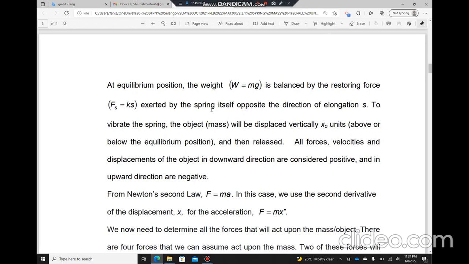Okay, this one is exerted by the spring itself, opposite the direction of elongation S. To vibrate the spring, the object will be displaced vertically by some units above or below the equilibrium position and then released. All forces, velocities and displacement of the object in the downward direction are considered positive and in the upward direction are negative. This is the same for displacement and velocities: the downward direction we consider positive, and the upward direction we consider negative.